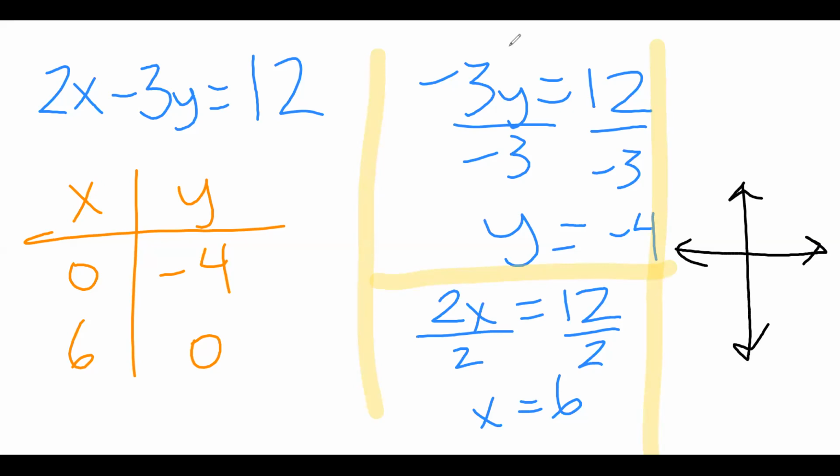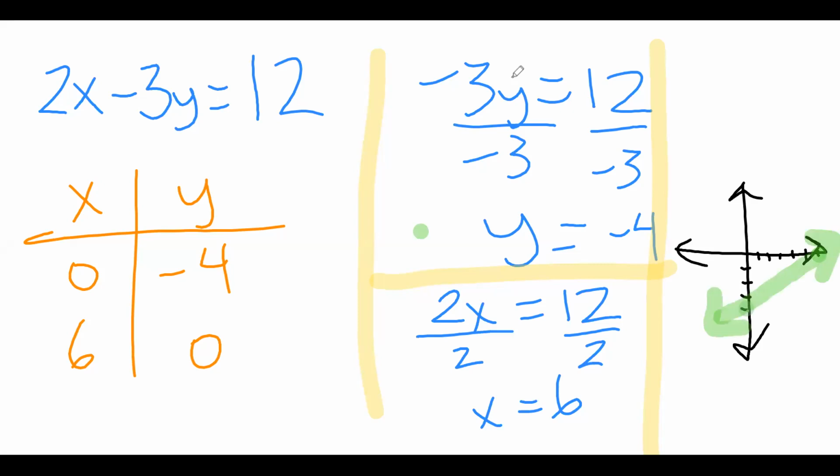And our y is at negative 4. 1, 2, 3, 4. So we'll go ahead and put a dot there at negative 4. Let me use my thicker one so you can see it better. And then we're going to put our x at 6, 0. So 1, 2, 3, 4, 5, 6. We'll put a dot there at 6. And then we just draw the line connecting them like that.